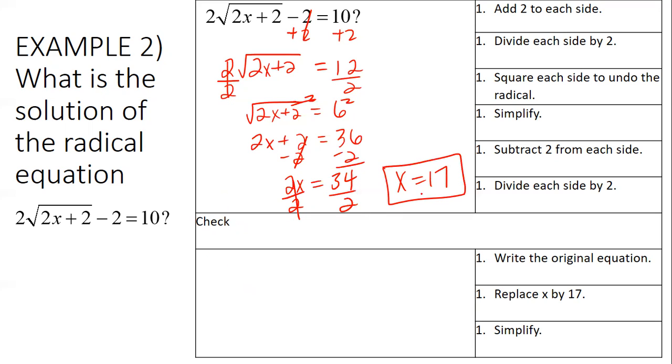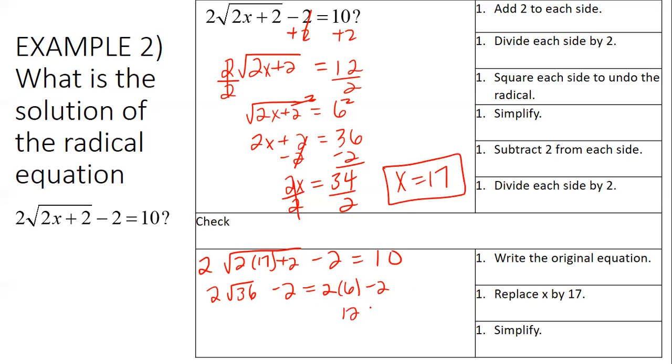All right. So we're going to substitute in just to make sure we did it correctly. And we want to see, does this equal 10? What is 2 times 17? 34 plus 2? 36. What is the square root of 36? 6. What is 2 times 6? 12. And what is 12 minus 2? Did we do it right? Yes, you're a genius. Good job, guys.